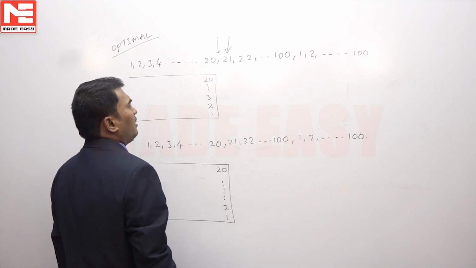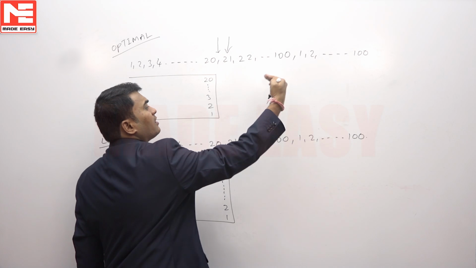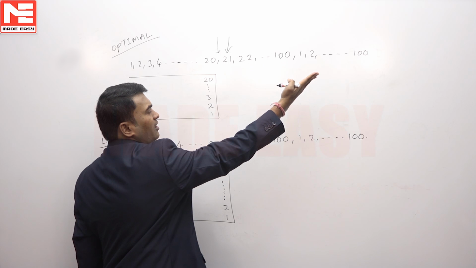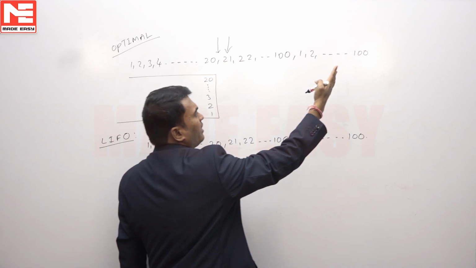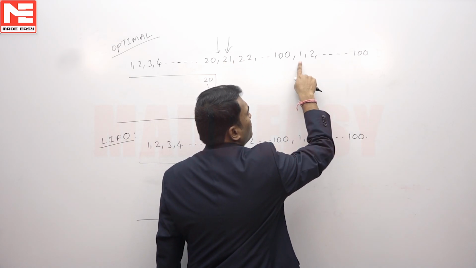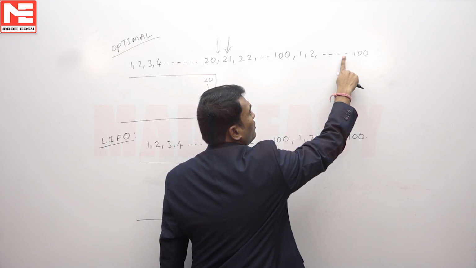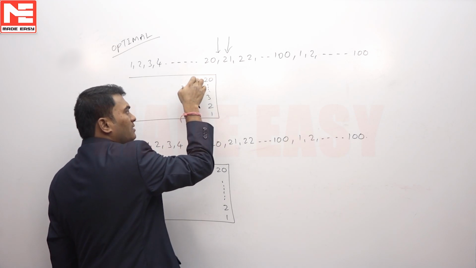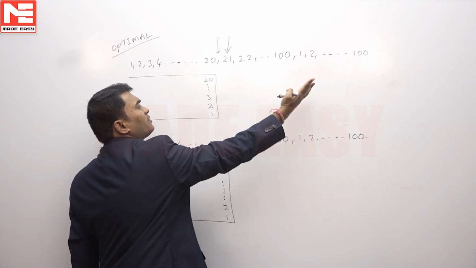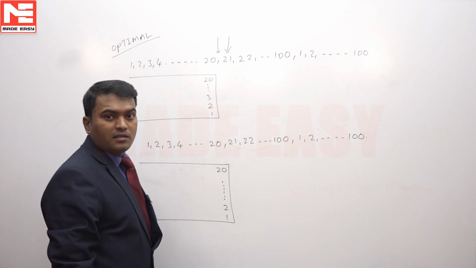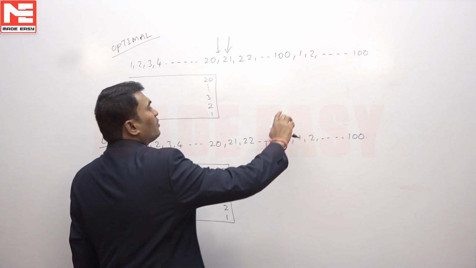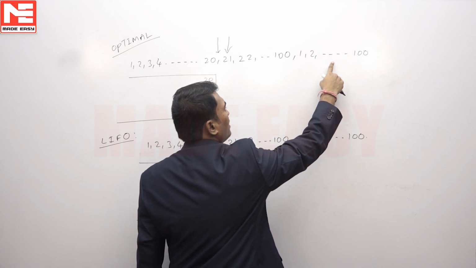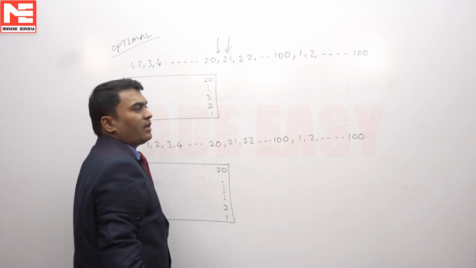Which one do you replace here? The one not used for the longest duration of time in the future. So the page not used for the longest duration of time in the future is 20. Because 1, 2, 3, 4 up to 19 are used soon, but 20 is not used for the longest duration of time among the available pages. Understand that carefully.